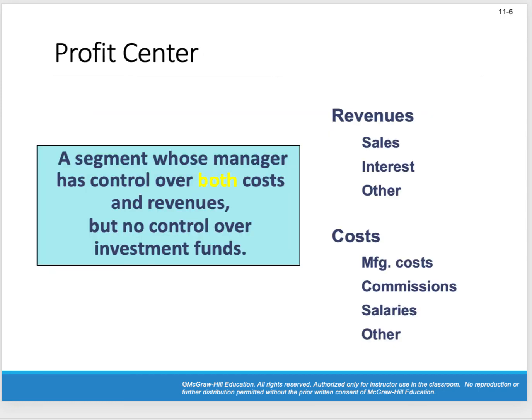And if we go back to the restaurant idea, a store manager within a restaurant or within a retail chain is responsible for their store, right? They can control, for the most part, the sales revenue that their store generates. They are responsible for the costs that their store generates, the commissions, the salaries, things like that.